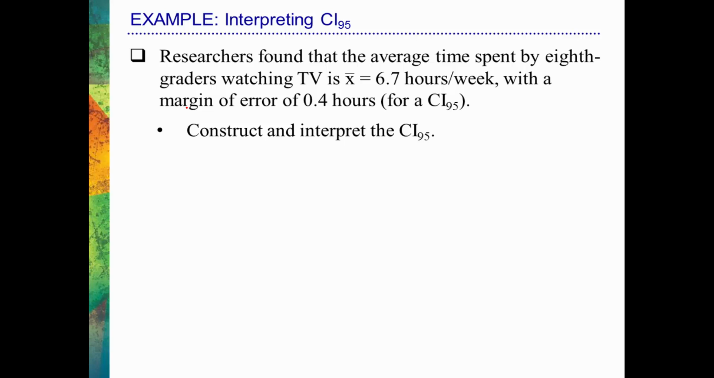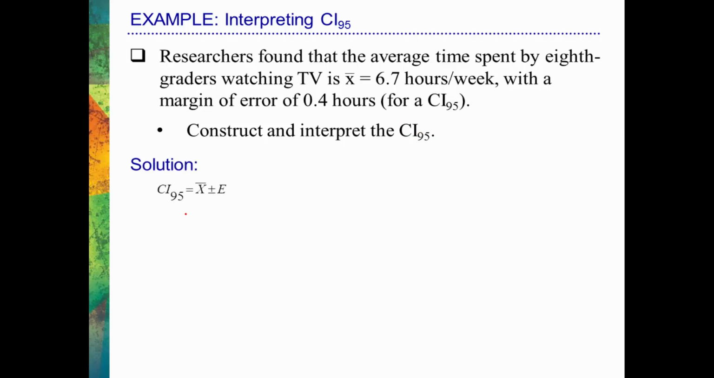Researchers found that the average time spent by 8th graders watching TV is equal to 6.7 hours per week, with a margin of error of 0.4 hours. And that margin of error is computed for a 95% confidence interval. So construct and interpret the 95% confidence interval. And again, this is the notation that we will use to show a 95% confidence interval.